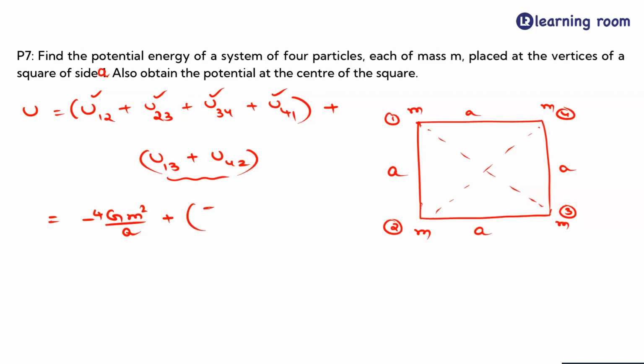It will be minus 2 times GM square divided by, what is the distance between 1 and 3? It is root 2 A, no? Okay. So this will cancel this root 2 times. So the answer will be minus GM square divided by A into 4 plus root 2. So this will be the value of the potential energy of the system.